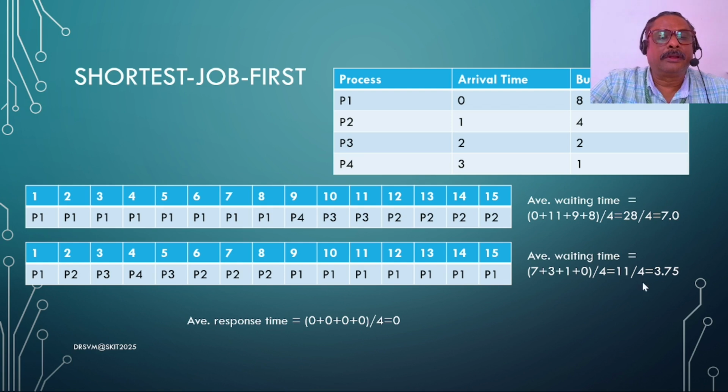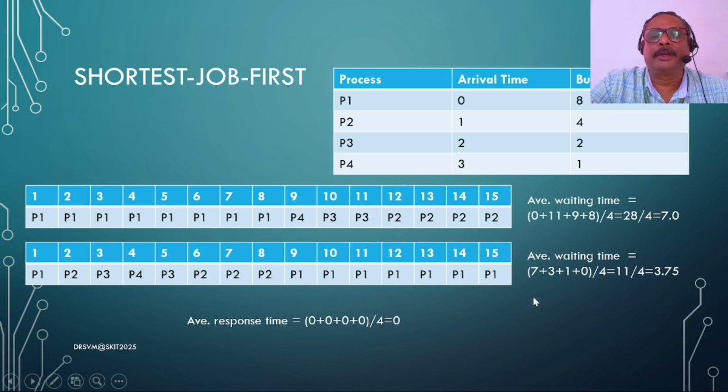And if you look at the average response time for this, P1 begins as soon as it arrives, so response time is 0 for that. P2 arrives at 1, immediately it gets response, so response time for P2 is 0. Then P3 comes at 2 and immediately it gets the slot, so its response time is 0. Then P4 is at 3, immediately it gets, so it's also 0. So the average response time for this particular situation is 0.